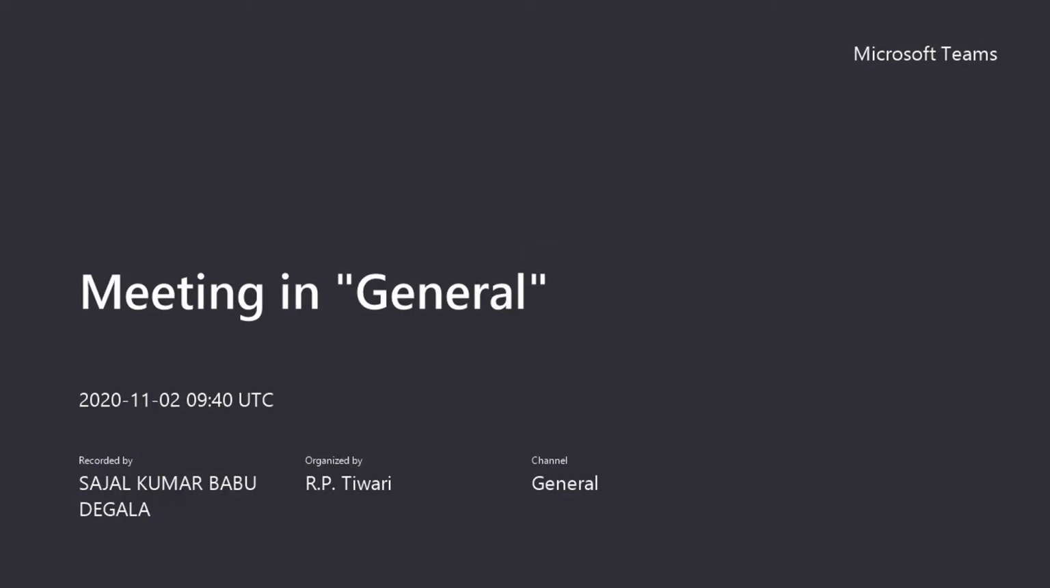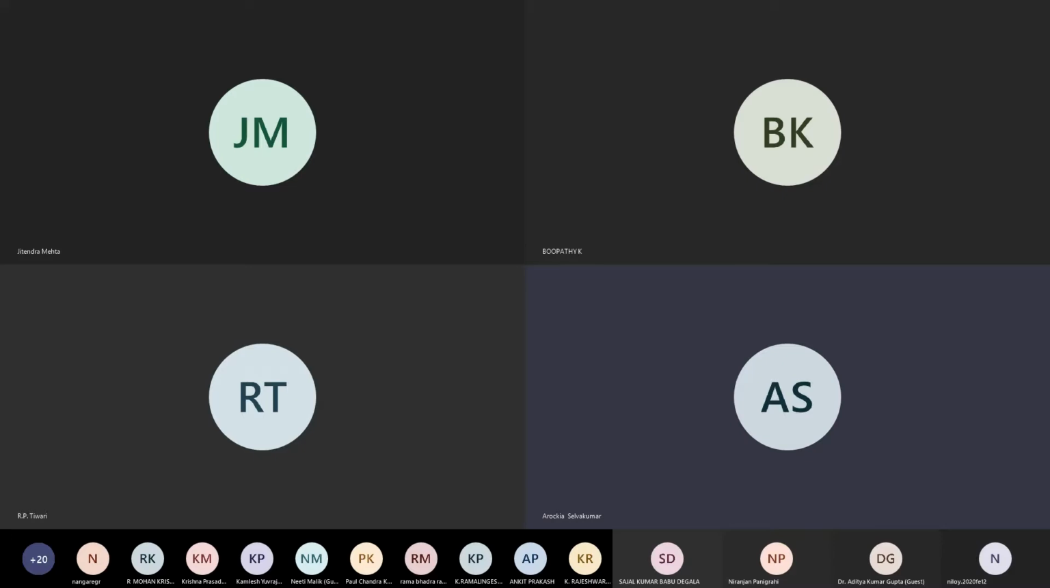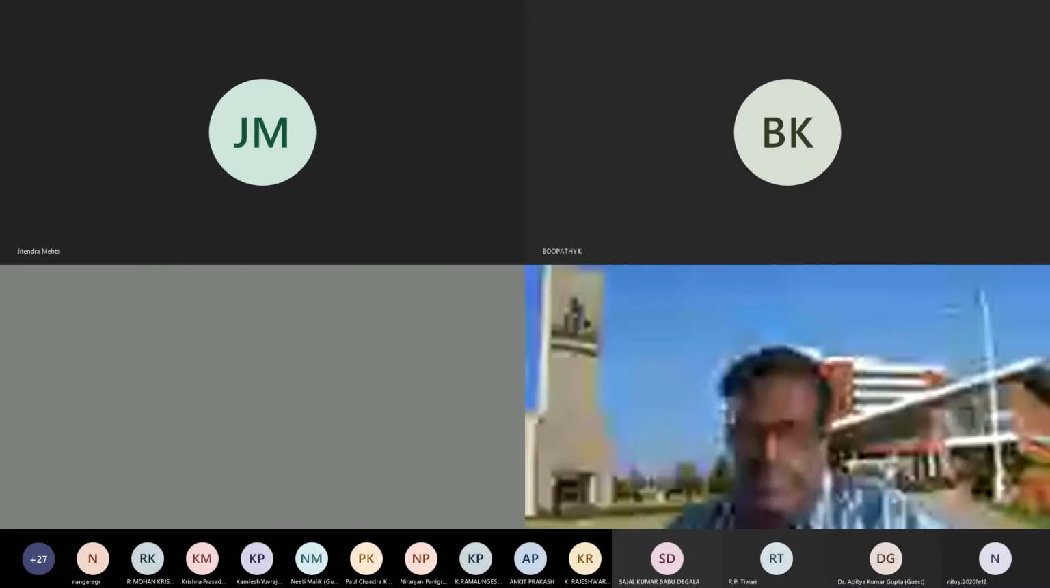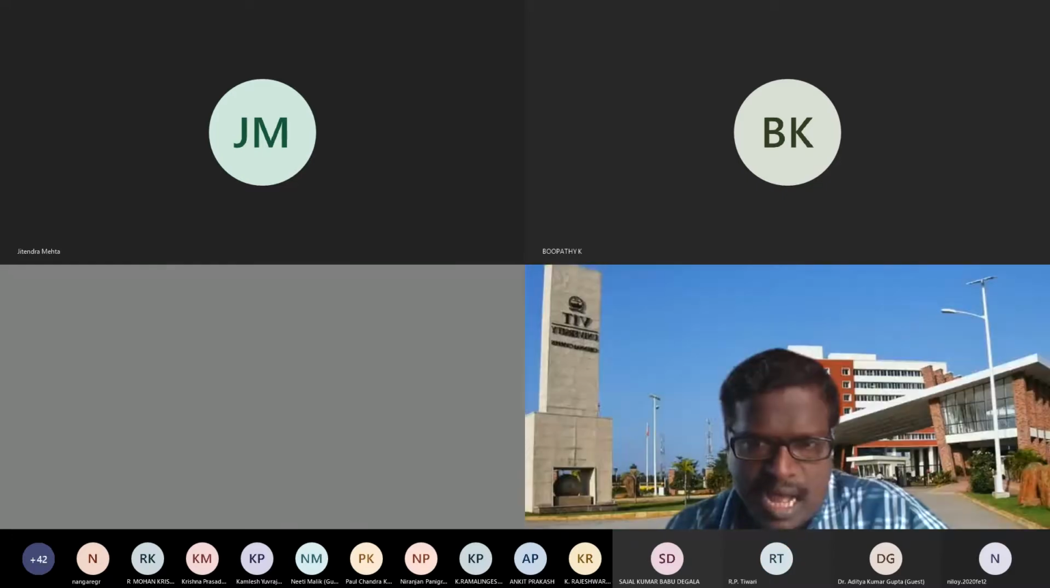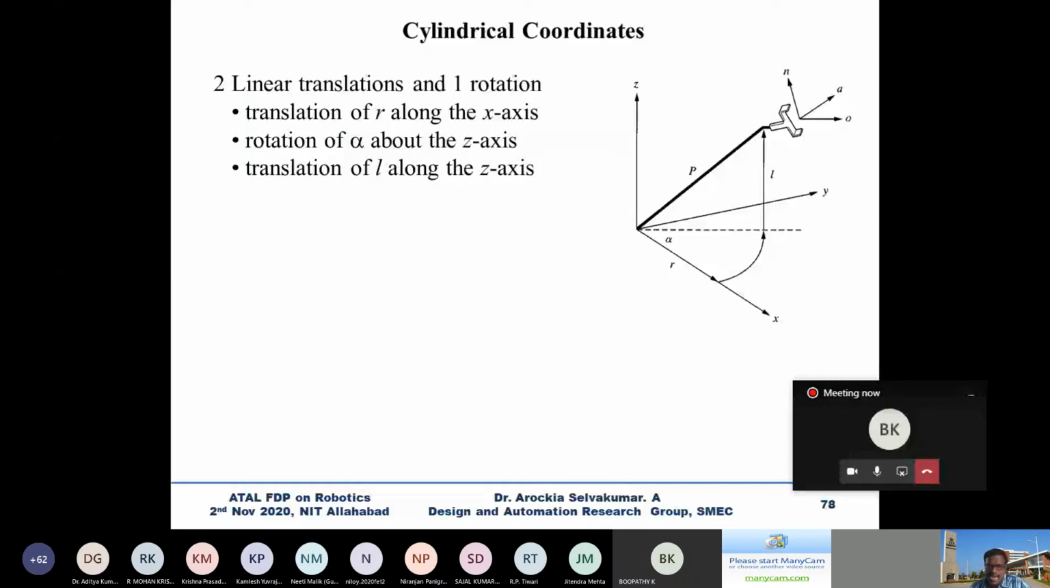The y and z axis is there. Okay, and then we have taken here the translation values along the x-axis, and then rotation of alpha about the z-axis. You can see how the sketch is formed, and then a translation along L along the z-axis. That is one translation along the x-axis, one rotation about the z-axis, and one translation along the z-axis.